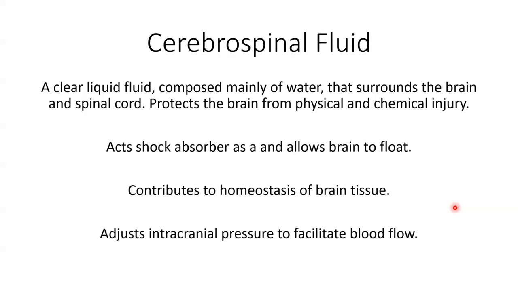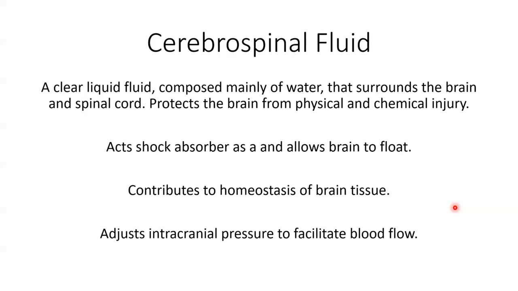Thirdly, more or less cerebrospinal fluid can be produced or reabsorbed to adjust intracranial pressure, which is just the pressure within the skull. So if the production of cerebrospinal fluid is increased, there's more fluid within the skull, which increases intracranial pressure, and that actually inhibits the flow of blood to brain tissue. If we go the other way, so if the production of cerebrospinal fluid is reduced, or say we reabsorb more cerebrospinal fluid than we're producing, there's less fluid in the skull, which means less pressure, and it's easier for that blood to flow.